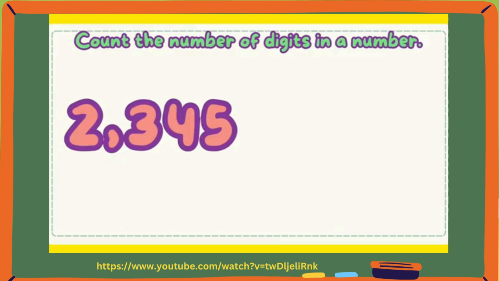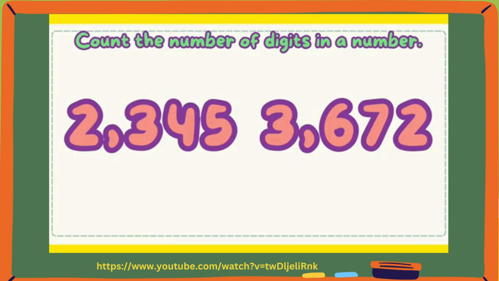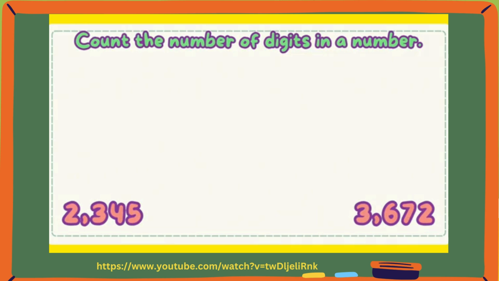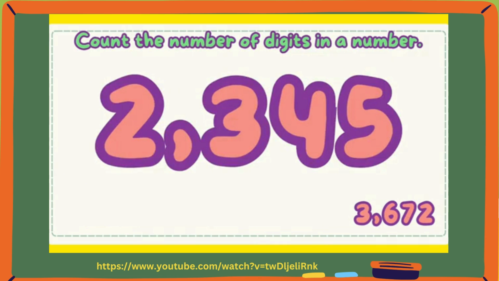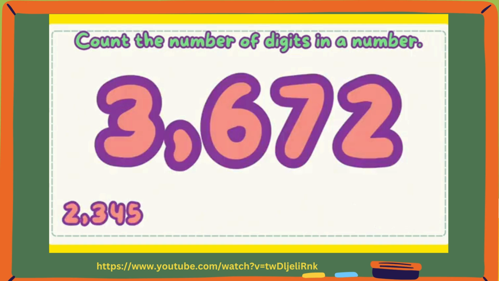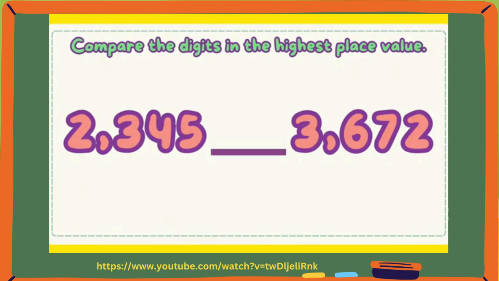And in comparison, Tom has 2,345 while Sarah has 3,672 marbles. To compare these two numbers, let's count the number of digits in a number. So this first number has 1, 2, 3, 4, 4 digits. While this number has 1, 2, 3, 4, also 4 digits. If they have the same number of digits, compare the numbers using the highest place value.